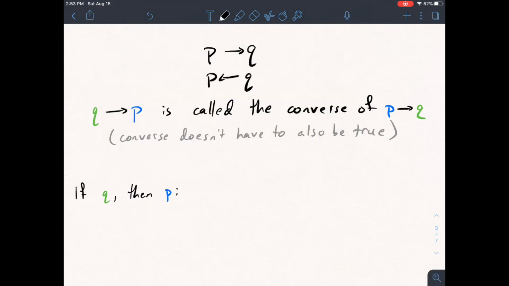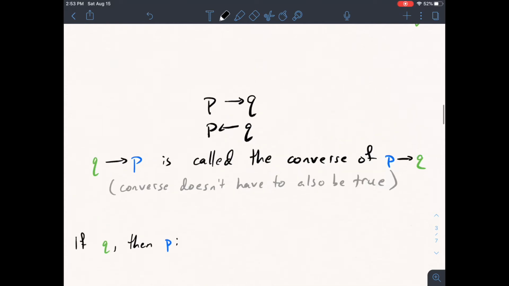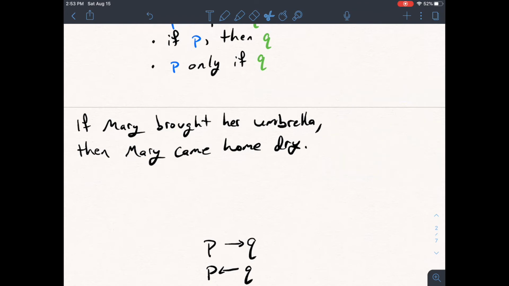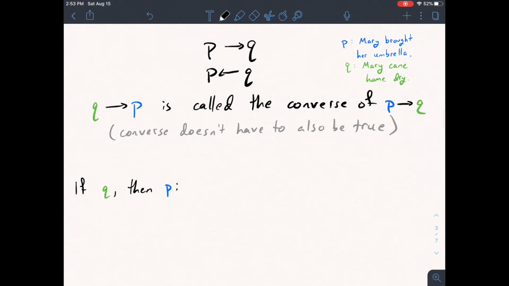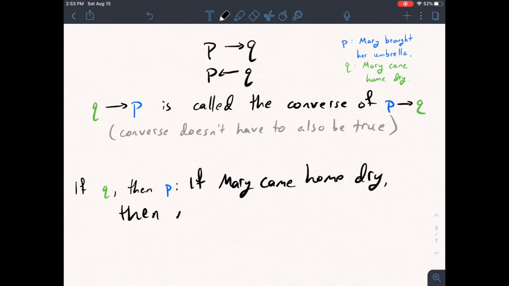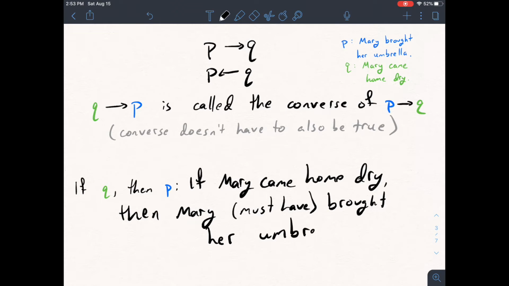All right, so anyway, if Q, then P. Let me bring this down a little bit. Put this right here. All right, so if Q, if Mary came home dry, then Mary, I'll put in parentheses, must have brought her umbrella. If Mary came home dry, then she must have brought her umbrella on the walk. Okay. So that's what this statement literally means.